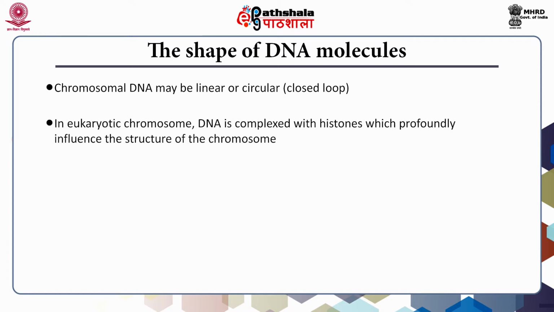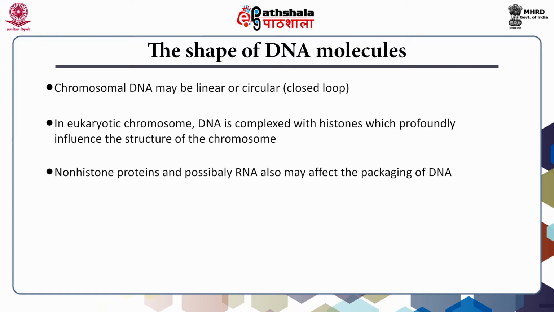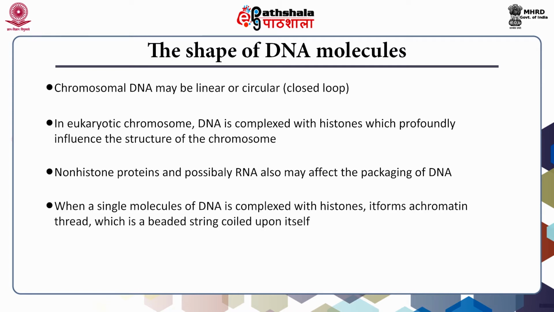In eukaryotic chromosomes, DNA is complexed with histones, which profoundly influence the structure of the chromosome. Non-histone proteins and possibly RNA also may affect the packaging of DNA. When a single molecule of DNA is complexed with histones, it forms a chromatin thread, which is a beaded string coiled upon itself. In DNA viruses, DNA condensation is achieved by regular spool-like windings assisted by polyamines and metal ions.